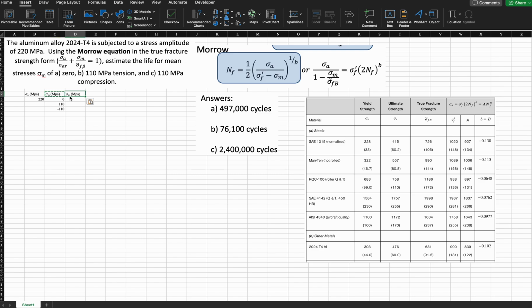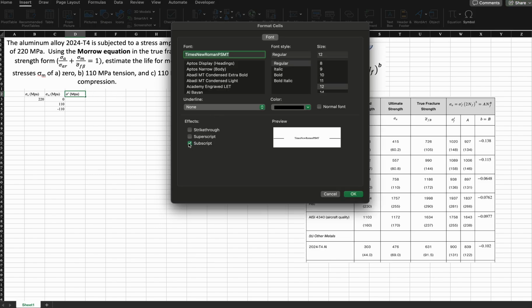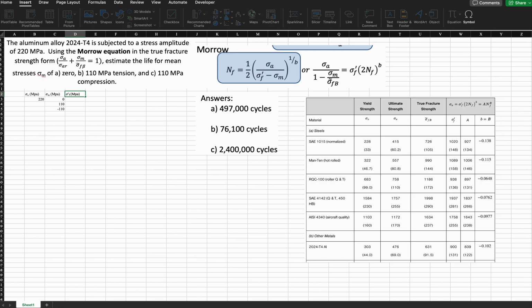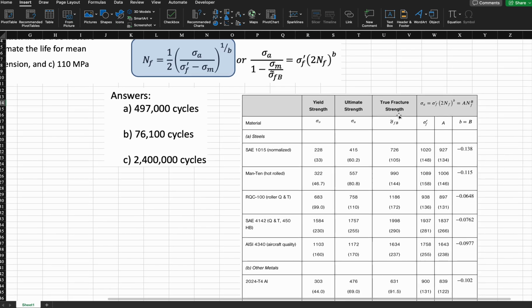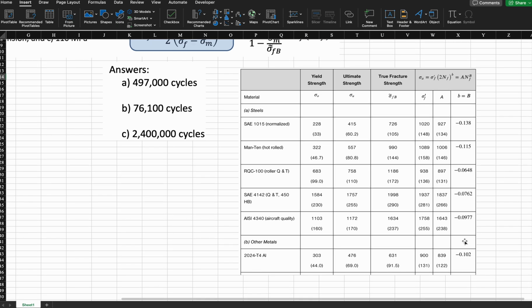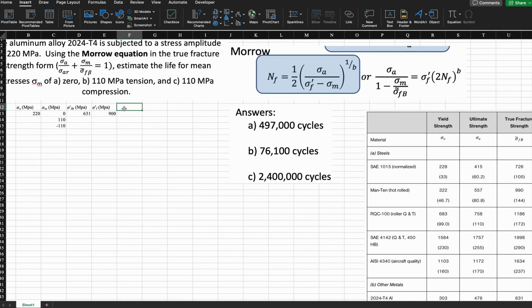Copy, paste over here. Then we want to put a prime here, and then the subscript F and B. I don't know how to do the tilde. And that's going to be 631. Then we have sigma prime F. It's the same thing, but without the B. Our sigma prime F is 900. And then we need our B right here. We're going to get our B from here, minus 0.102. B doesn't have any units, minus 0.102.